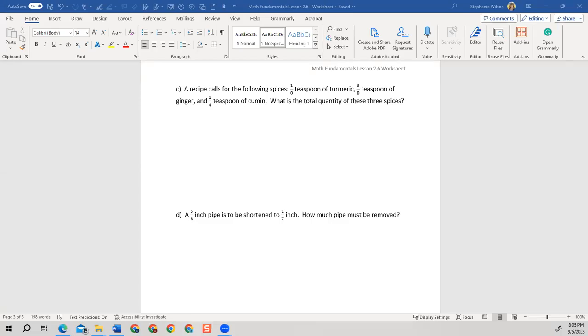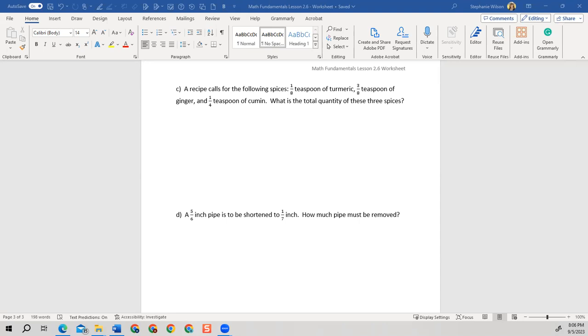Hello, so let's do addition and subtraction of fractions. In this first application problem I want to do, it says a recipe calls for the following spices: 1/8 teaspoon of turmeric, 3/8 teaspoon of ginger, 1/4 teaspoon of cumin. What is the total quantity of these three spices?